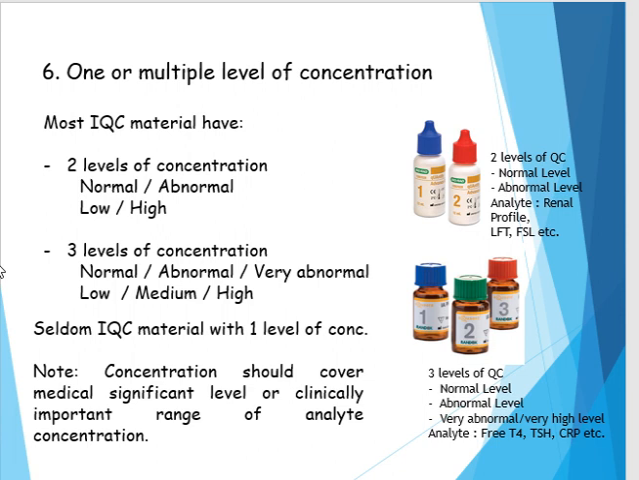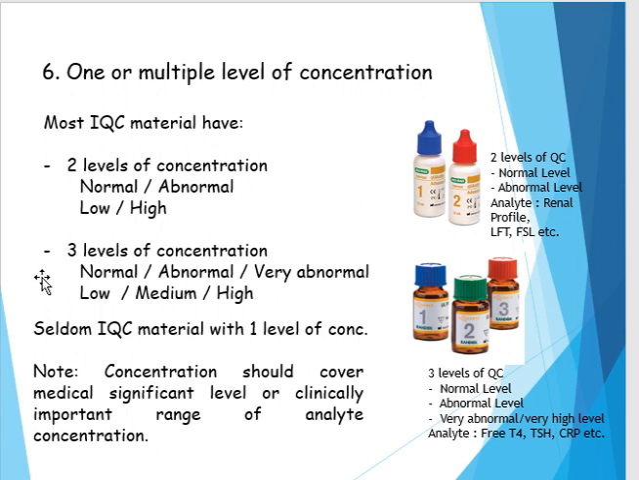So most IQC material has two levels of concentration, either normal or abnormal, or low or high. This is an example of two-level QC, normal and abnormal. Examples of analyte are renal profile, FSL and LFT, and etc. of biochemistry.